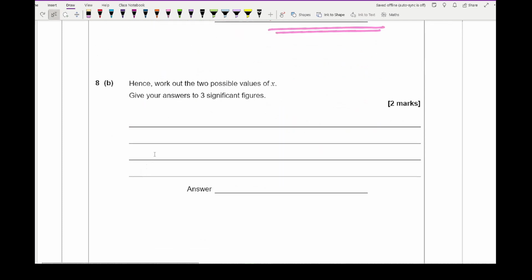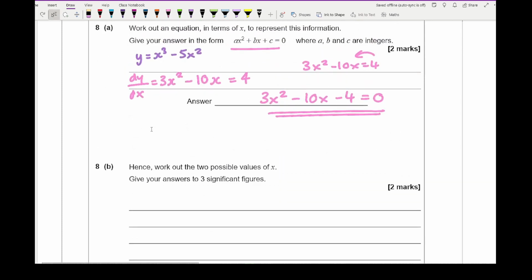It then says, hence work out the two possible values of x. Well, for this, because it says 3 significant figures, what I want to do is solve 3x squared minus 10x minus 4 equals 0. Now, because it mentions anything to do with rounding, solving that quadratic, I'm going to go straight into using the formula.